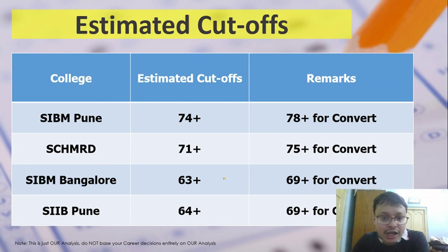So if I look at the cutoffs last year, the cutoffs last year were something like this. SIBM Pune was 74 types, SCHMRT was 70s, 1 types, SIBM 60s, and so on.